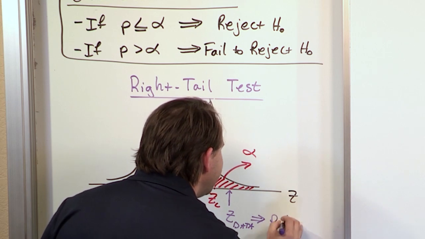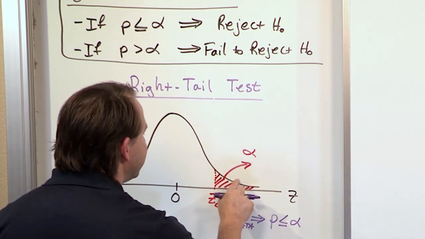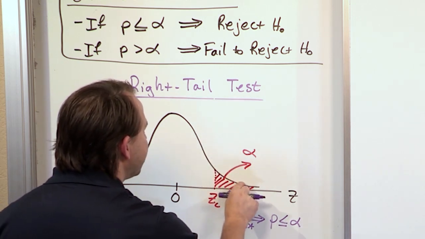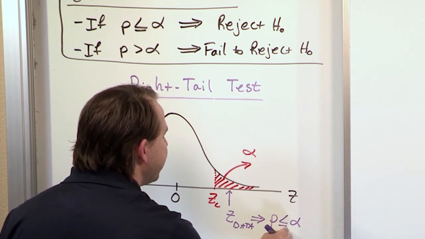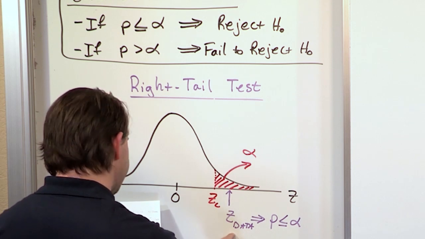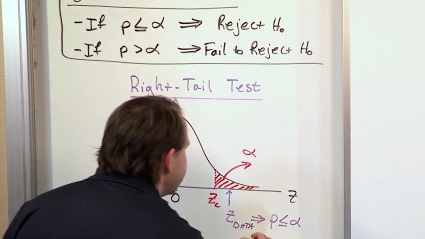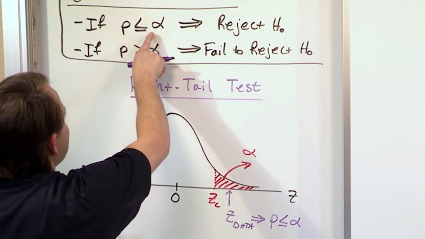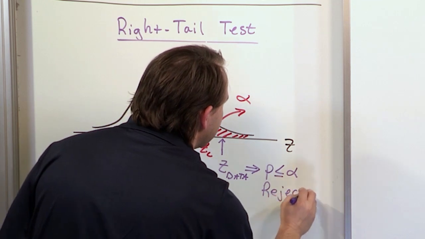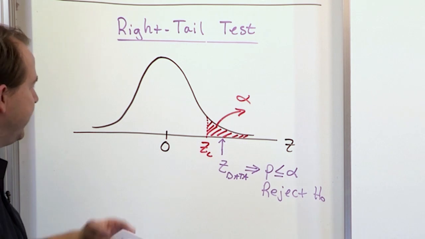So p would be less than or equal to alpha, right? Alpha is this whole shaded region, and if we were rejecting the null hypothesis, the p-value would be smaller than alpha, right? So when z falls in this region, p is less than alpha. And this means, based on our little test, p is less than alpha, we reject the null hypothesis. Reject the null hypothesis. So you see how these two concepts are saying the same thing, right?